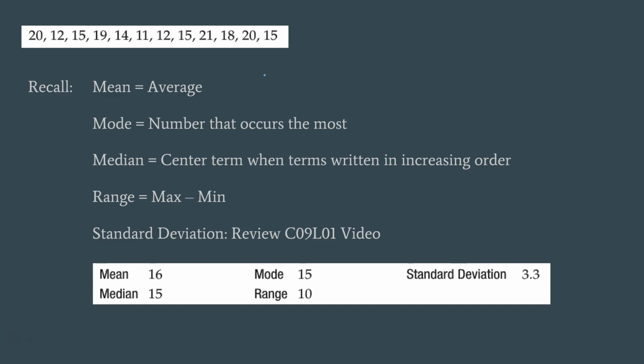So this is already calculated for us just for time's sake, and you can add these together using your calculator just to double check as well. So we have that our mean is 16, our median is 15, our mode is 15, our range is 10, and our standard deviation is 3.3. And these numbers are based off our new numbers that we have. So we have the 20, 12, 15, 19, and so on.